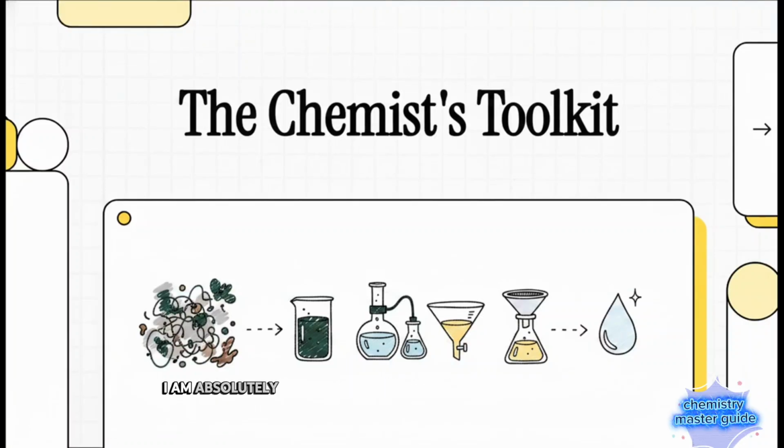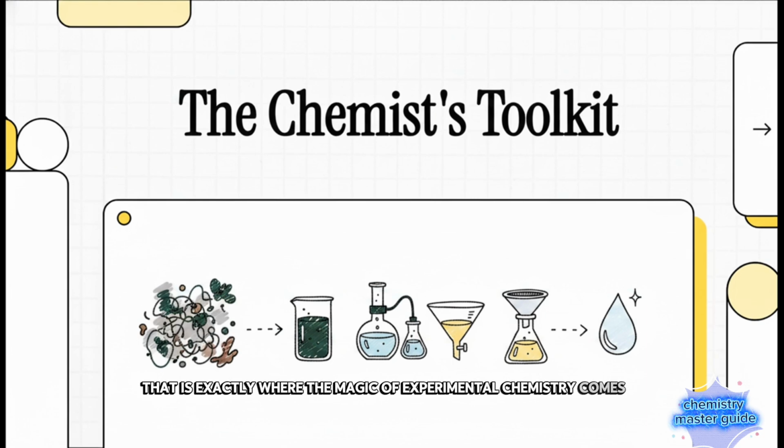I am absolutely thrilled you're joining me today because we are embarking on a truly fascinating journey. Think about the natural world for just a second. It is messy, right? It is completely chaotic. Most things around us are incredibly complex mixtures of thousands of different compounds all jumbled together. But what if you need just one specific element? What if you need a single, totally pure compound separated from that chaotic mess? Well, that is exactly where the magic of experimental chemistry comes in.